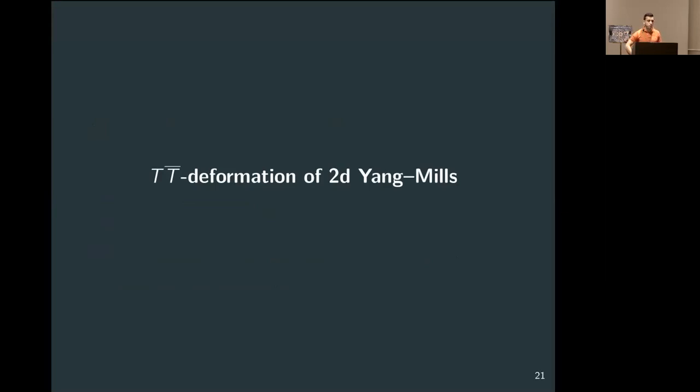All right. So let me discuss the new part, which is the TT-bar deformation of Yang-Mills theories. As a very imprecise and generic motivation, if we are willing to introduce some non-locality in our theory, we might want to study it at first in a theory that doesn't have any propagating degrees of freedom, and this is the case of 2D Yang-Mills. Yes, please.